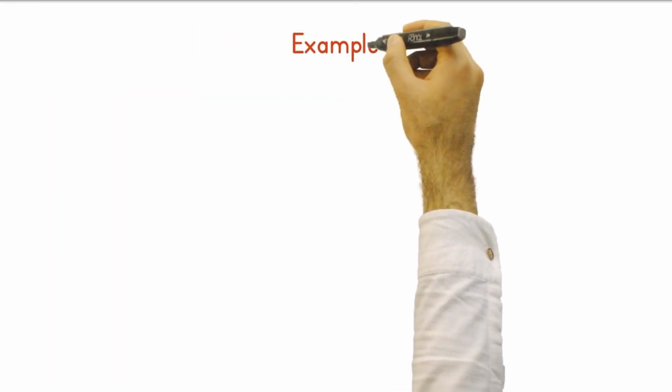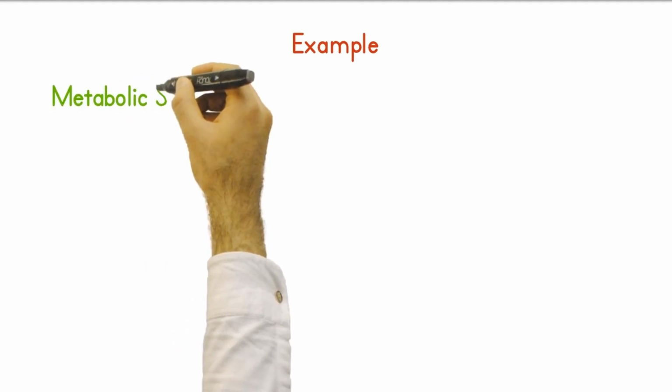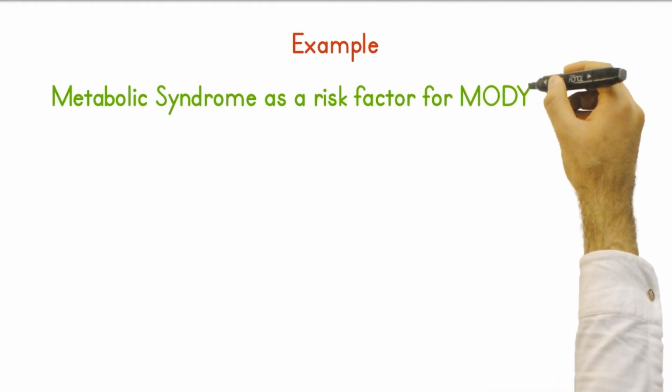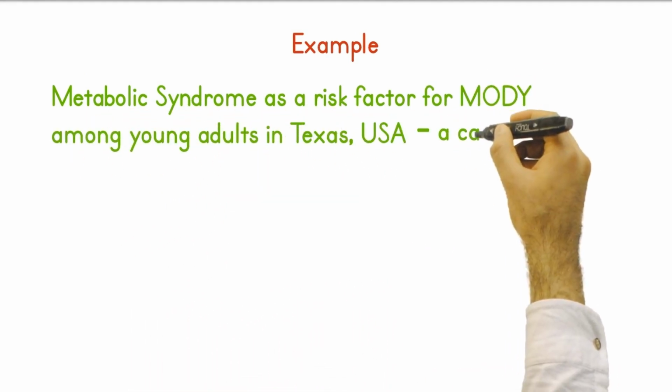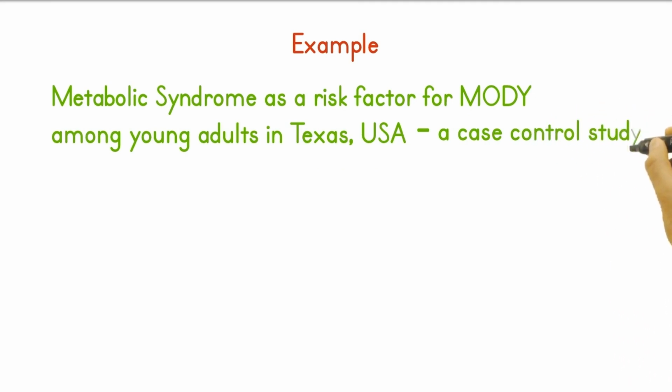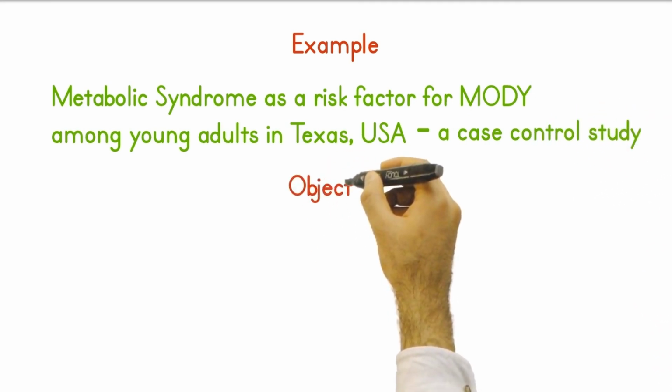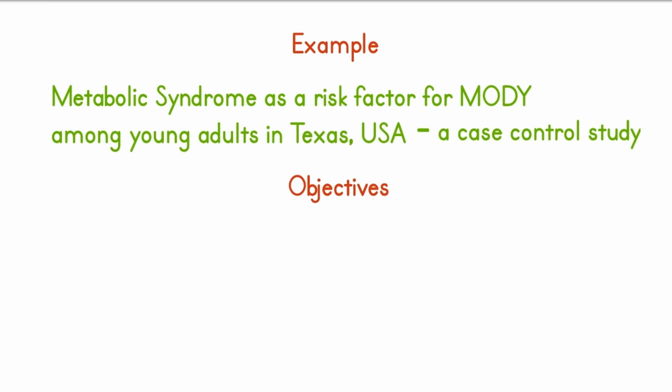Consider the following example for framing the objectives from a research topic. The topic is metabolic syndrome as a risk factor for maturity-onset diabetes among young adults in Texas, USA, a case-control study. Here the outcome is maturity-onset diabetes and hence its prevalence is to be estimated.